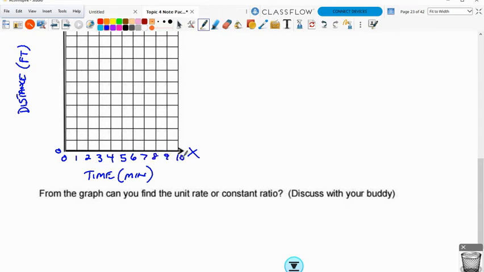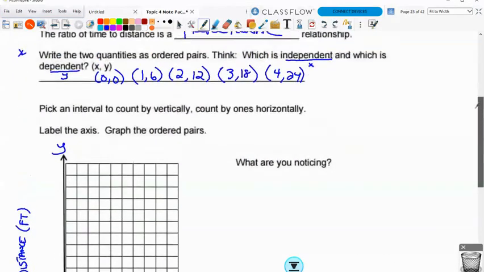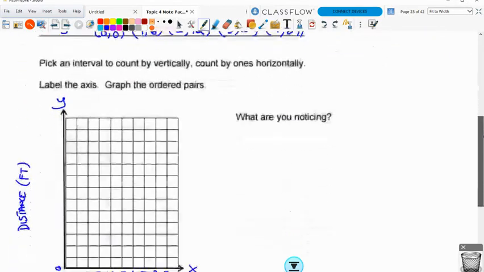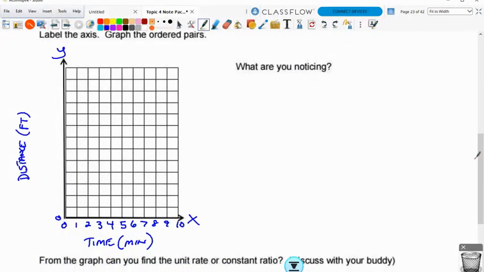Now we need to come up with a scale for our feet. And the feet, the biggest number of feet was 24 feet. So again, if we count by ones, I don't think we're going to make it along the y-axis. So let's try counting by 2. 2, 4, 6, 8, 10, 12, 14, 16, 18, 20, 22, 24. We could make it up to 26 feet if we needed to, but we only have to go up to 24. Now that we've labeled everything, we've come up with a scale.